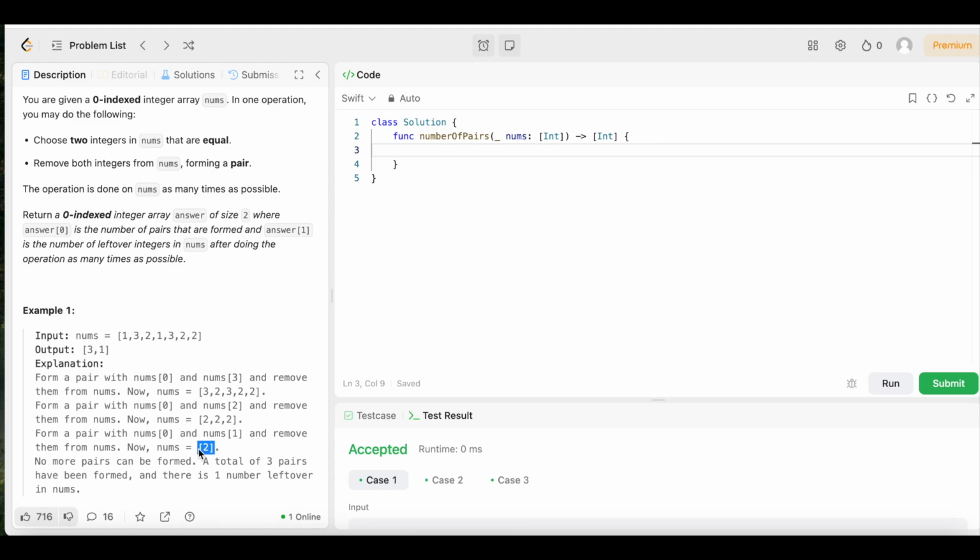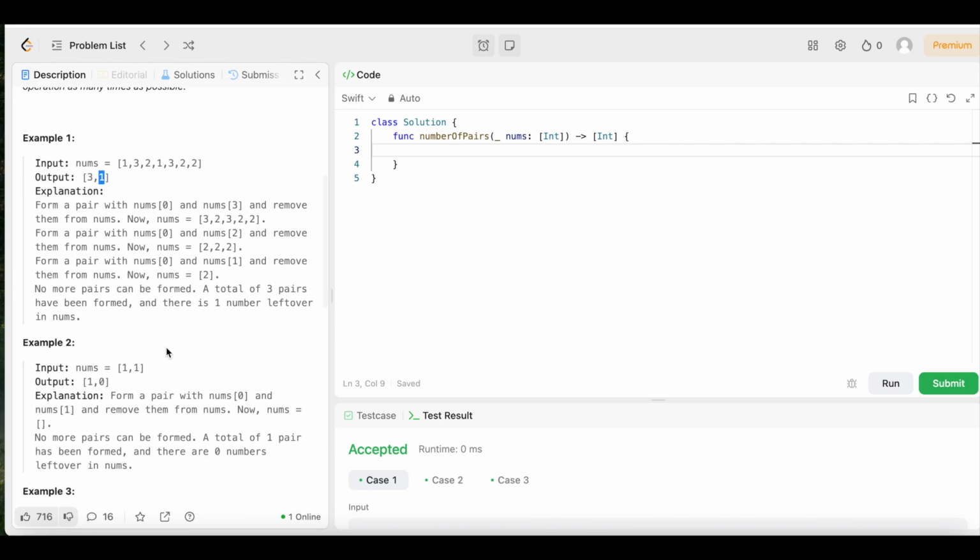So once we are left with this, that means there's one number left over, right? Just this 2, because we already removed all of the pairs, but there's one 2 left over. And it says answer[1] is the number of leftover integers in nums after doing the operation as many times as possible. So since we have this one 2 left, we put 1 in answer[1] right here. Boom. So the output is an array of integers where we have 3 pairs and 1 number left over, and that's how we got it.